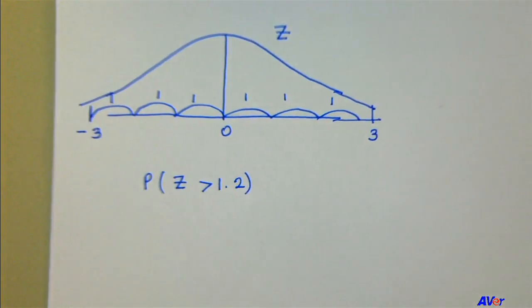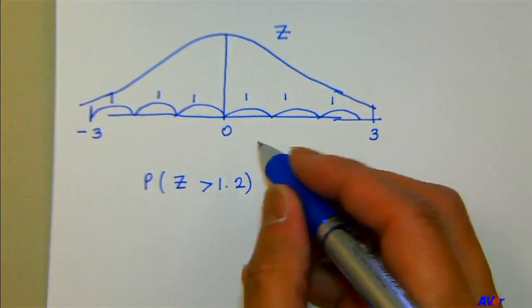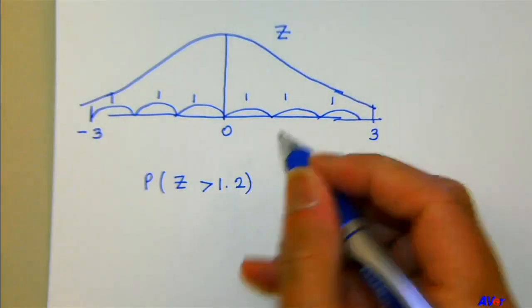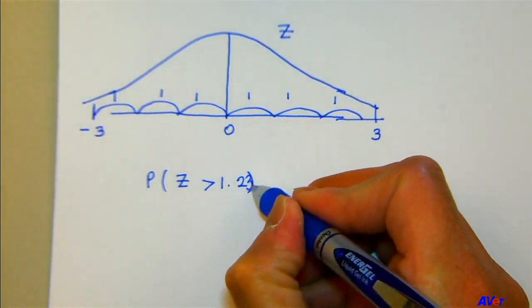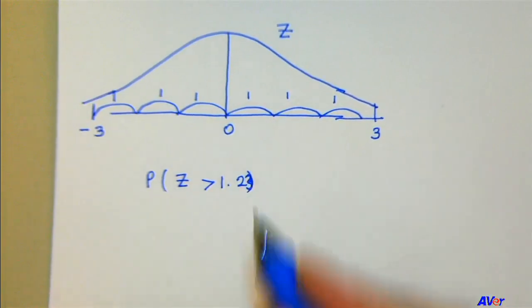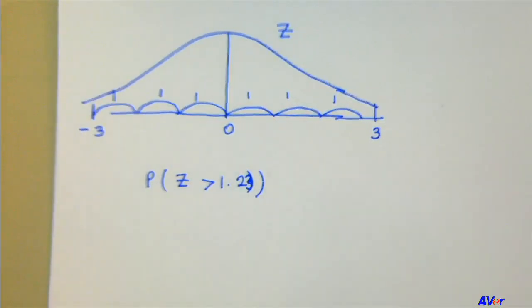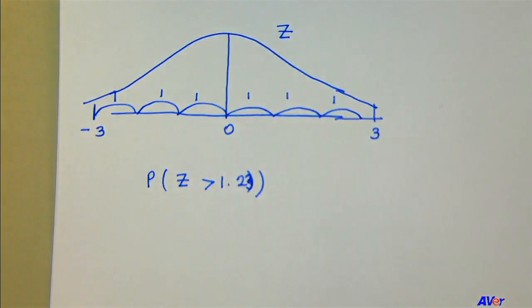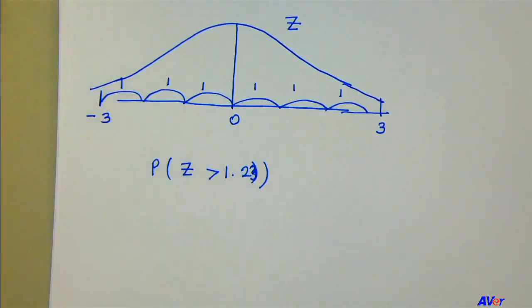And if I want to make it even more clear, I would say z greater than 1.23. So we would go to 1.23 on your z curve. No matter what z curve you're using, there are two z's and two t's there, right?